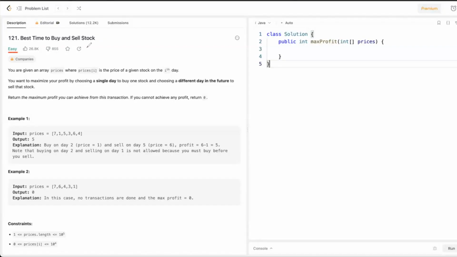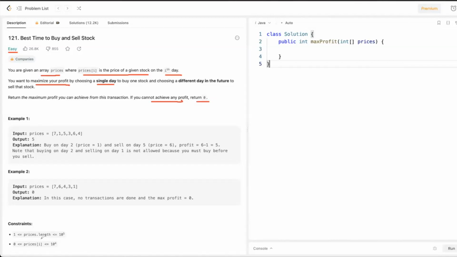What does the question say? We are given an array where prices[i] is the price of a given stock on the ith day, which means in the array, as we move towards the right, our day increases. We want to maximize our profit by choosing a single day to buy one stock and choosing a different day in the future to sell the stock. The buy and sell has to be done only once. If we do not achieve any profit, we have to return 0.